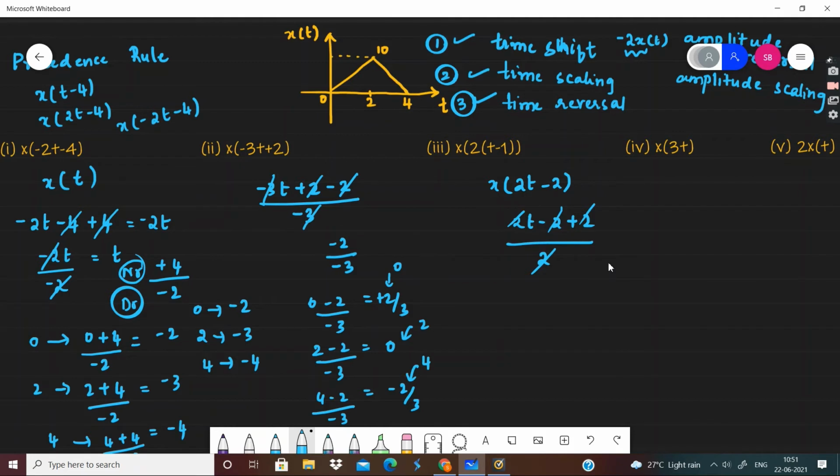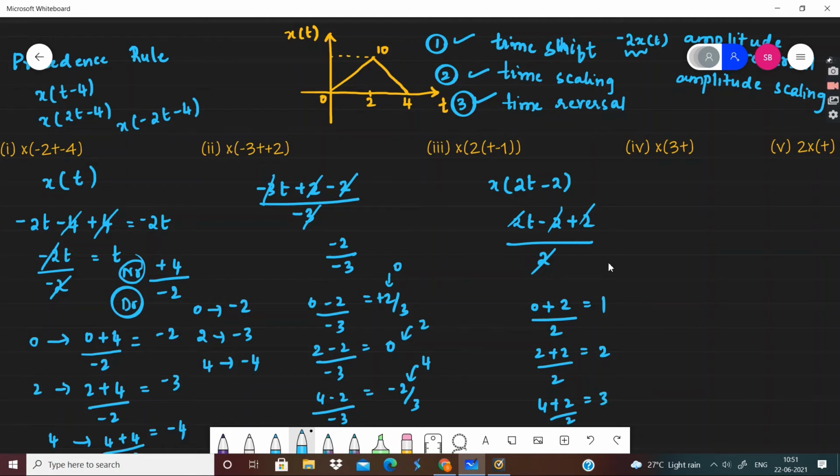In the denominator, I have used 2. So for the given time signal, I have to add 2 and divide by 2. So 0 plus 2 by 2, 2 plus 2 by 2, then 4 plus 2 by 2. So this is 2 by 2 which is 1, this is 4 by 2 which is 2, and this is 6 by 2 which is 3.